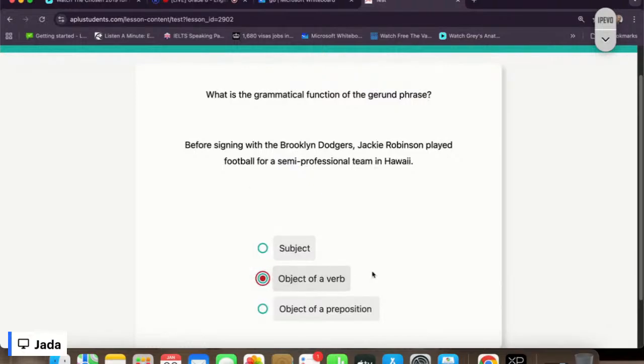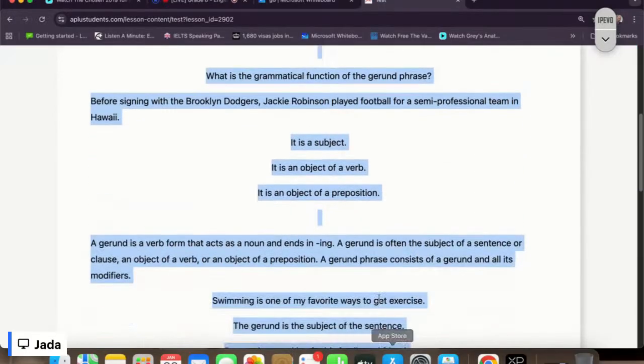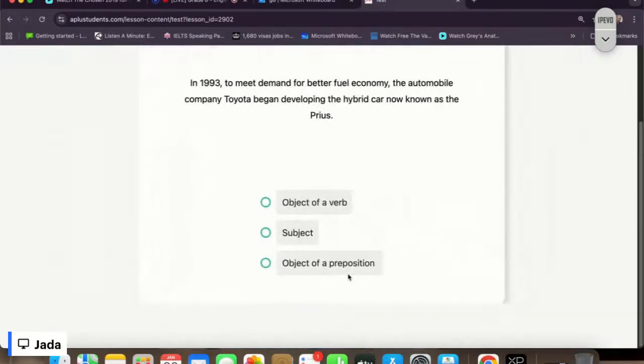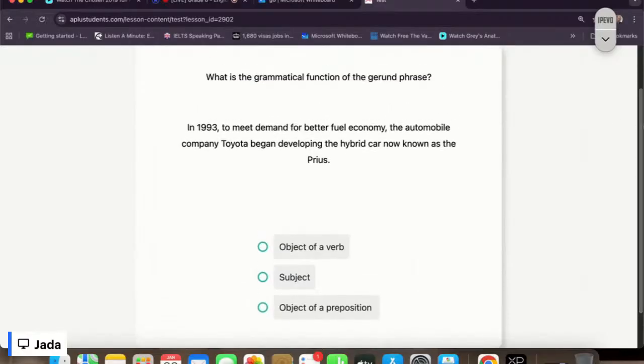Okay, so we have object of preposition. Okay. Then in 1993, to meet demand for better fuel economy, the automobile company Toyota began developing the hybrid car now known as Prius. And what's the grammatical function here?